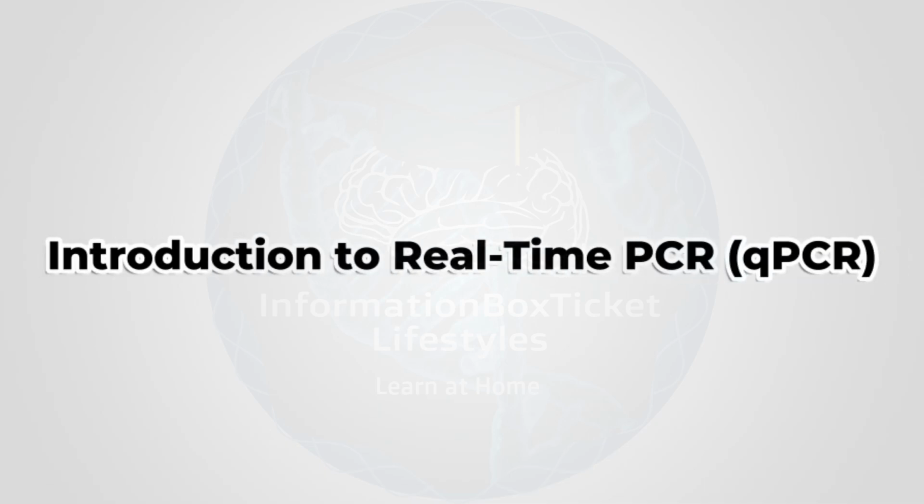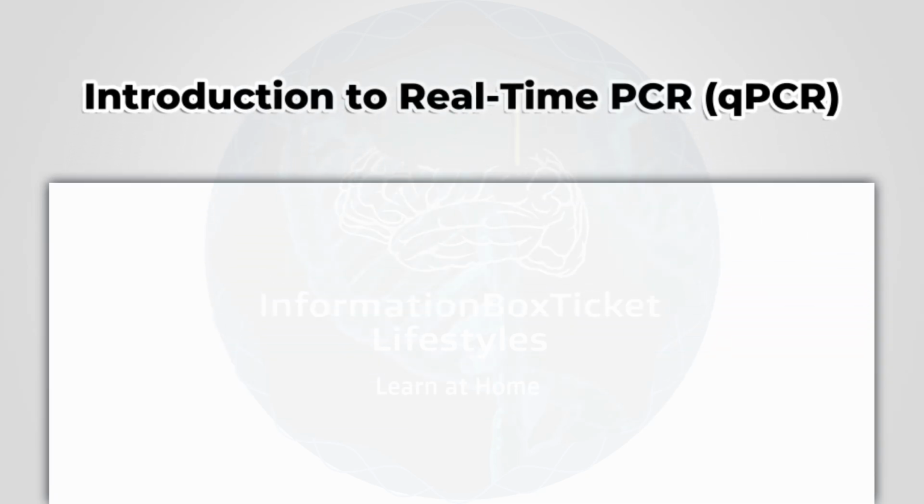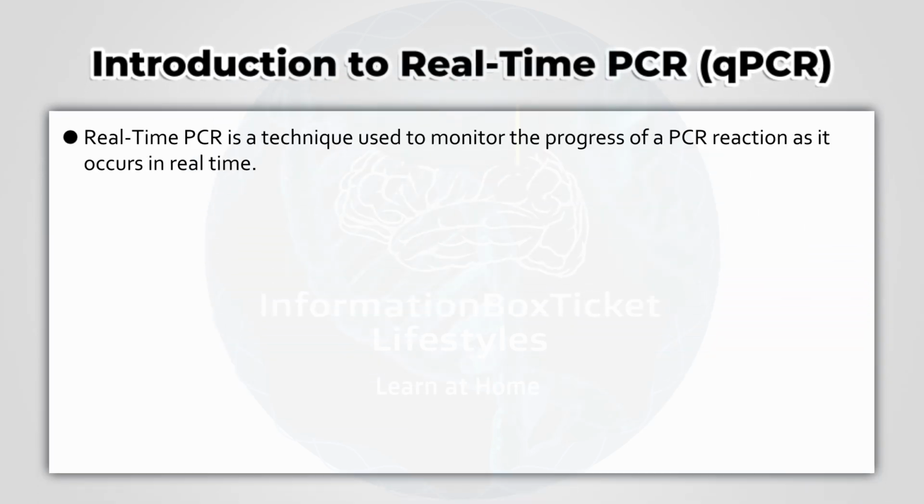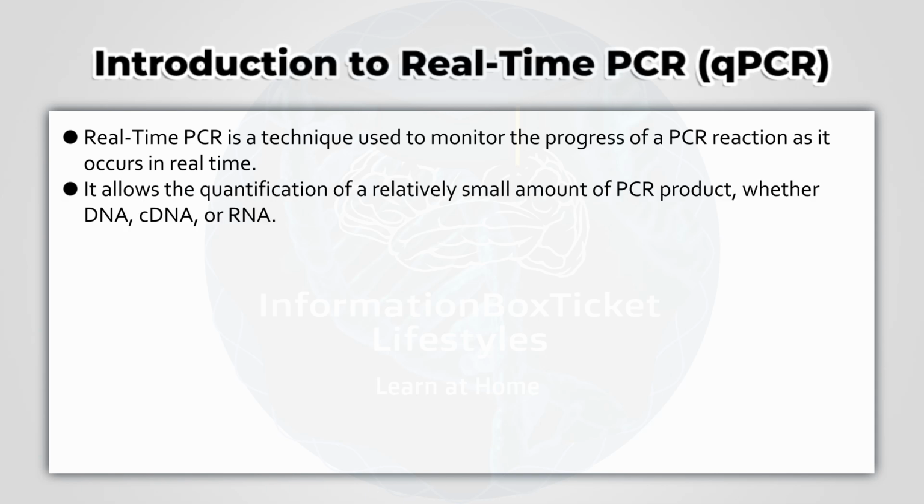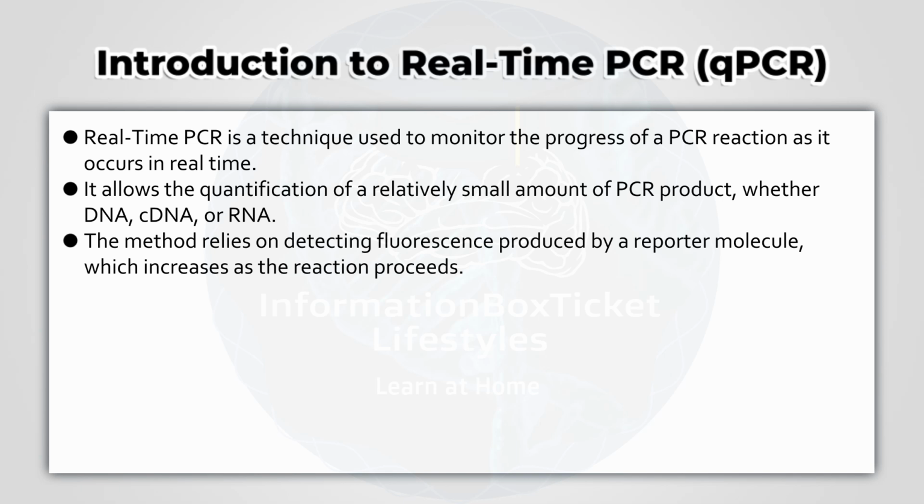Introduction to Real-Time PCR, qPCR. Real-time PCR is a technique used to monitor the progress of a PCR reaction as it occurs in real time. It allows the quantification of a relatively small amount of PCR product, whether DNA, cDNA, or RNA. The method relies on detecting fluorescence produced by a reporter molecule, which increases as the reaction proceeds.